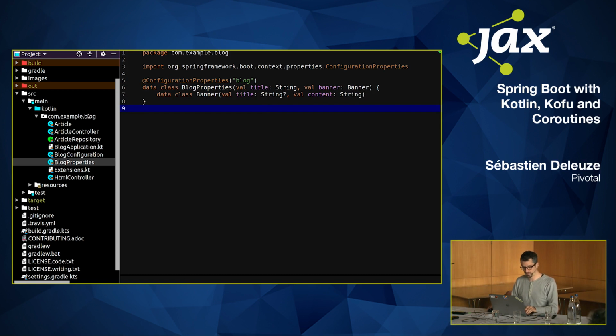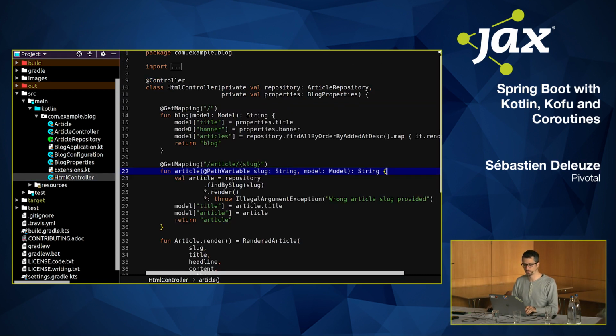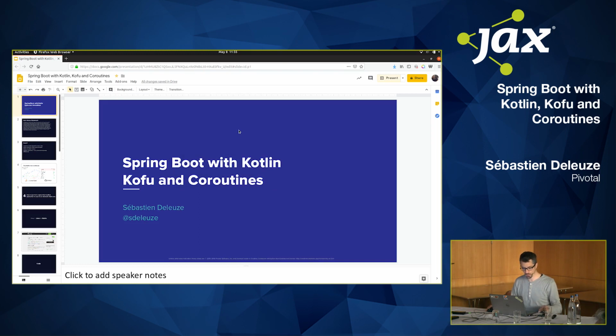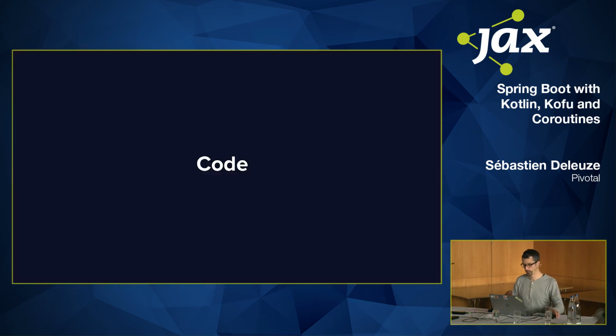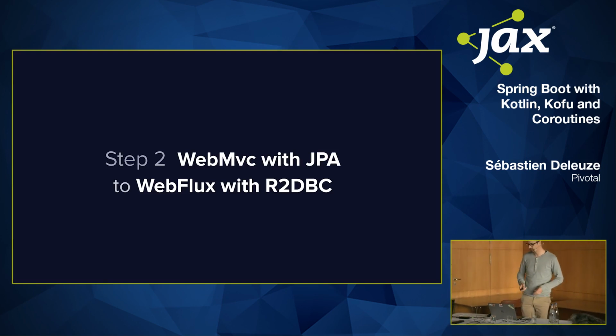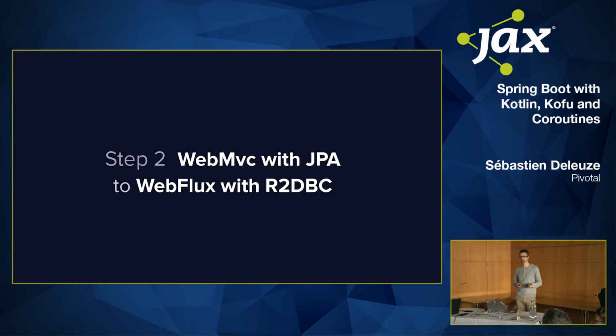Okay, so now we have seen basically what a typical Spring Boot JPA application with Kotlin looks like, and we are going to continue the work by switching to step 2. In step 2, I will migrate from a blocking stack, and blocking is not an issue. I mean, we all use Spring MVC and JPA for years, and that's perfectly fine for a lot of use cases. But let's say we need more scalability.